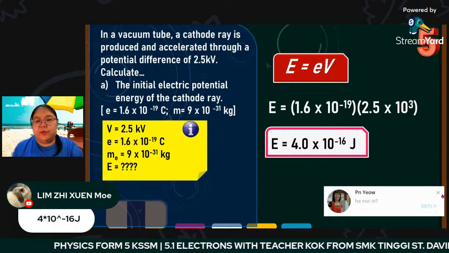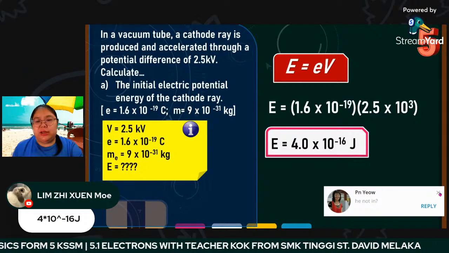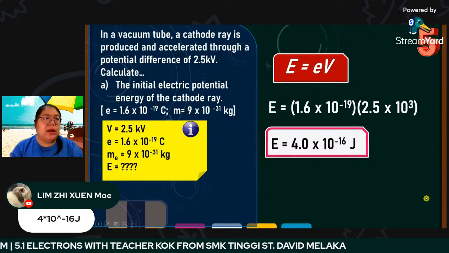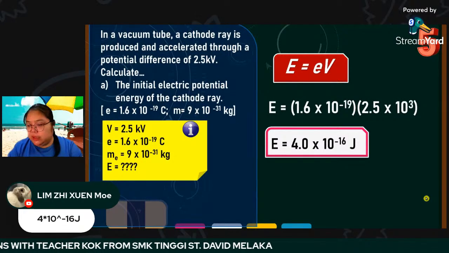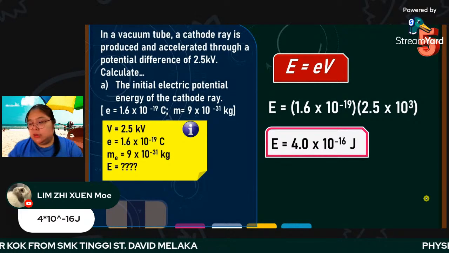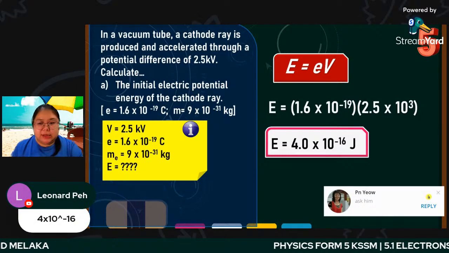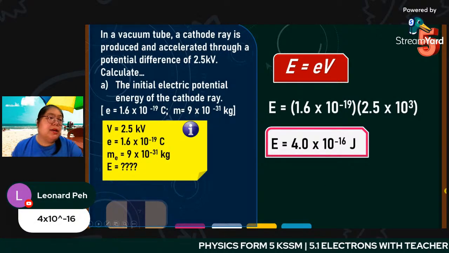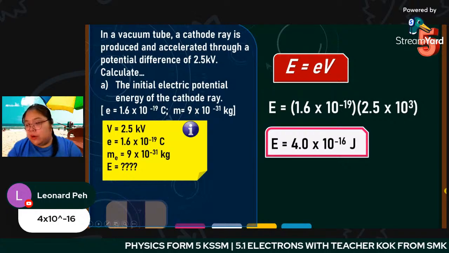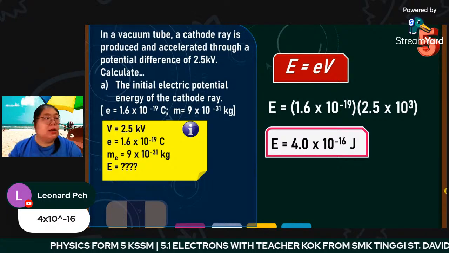So from here you can see who asked me, he is not in. Leonard, your mom asked already. Okay, I'm going to pin your answer as proof. Okay, Leonard is here. So 4 times 10 power of negative 16.